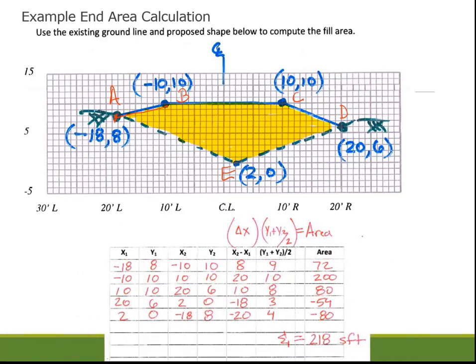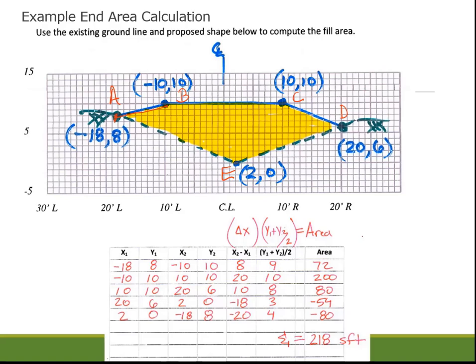Here you can see that I've filled out the table with the coordinates x1s and x2s, y1s and y2s. Then I compute the change in x, simply the x2 position minus the x1 position. So this is my change in the x direction. And then I compute my average y position, so y1 plus y2 divided by 2. And from there, I take the change in x multiplied by the average y to get an area for that shape.